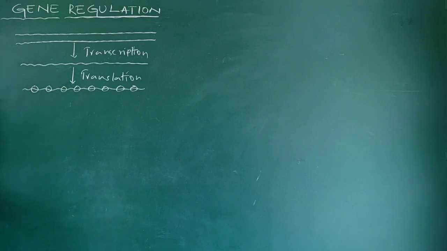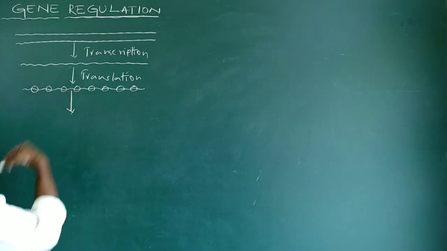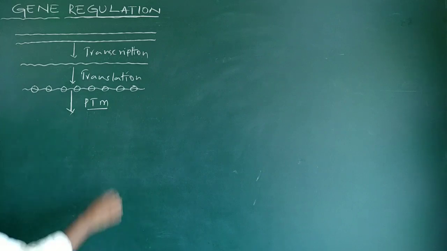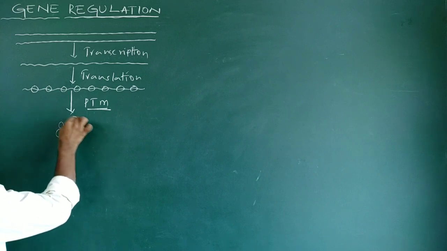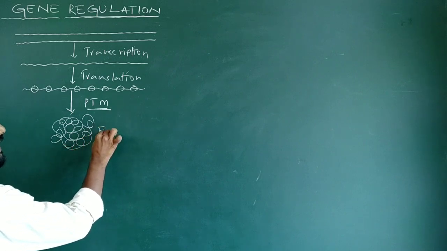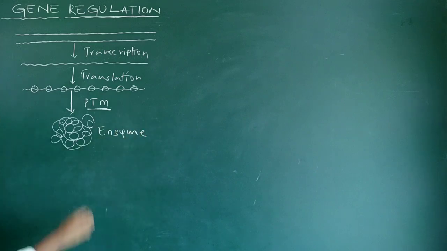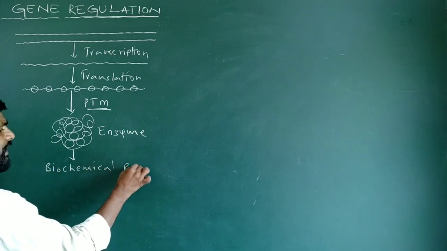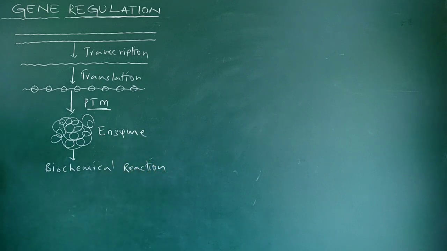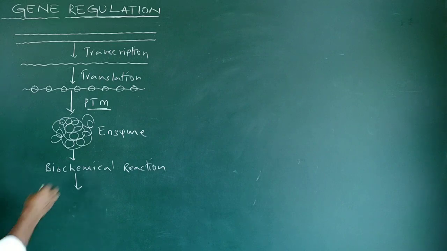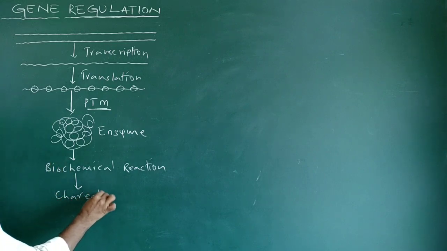This polypeptide chain being produced here is actually inactive. In order to become an active enzyme, this linear polypeptide chain undergoes post-translational modifications. These post-translational modifications form an enzyme of tertiary or quaternary structure like this. This is what we call an active enzyme. This active enzyme is involved in a particular biochemical reaction. We know very well that each biochemical reaction is catalyzed by a particular enzyme. Whenever this enzyme is involved in a biochemical reaction, it results in the expression of a character in the organism.